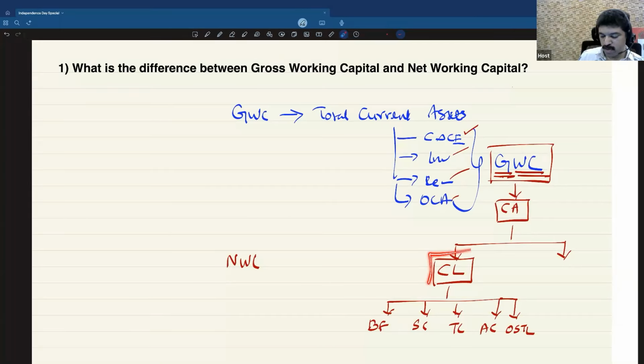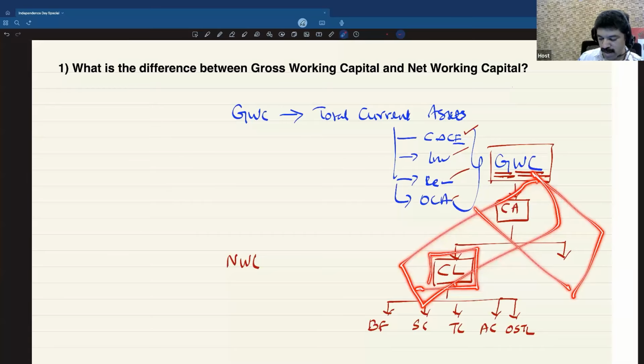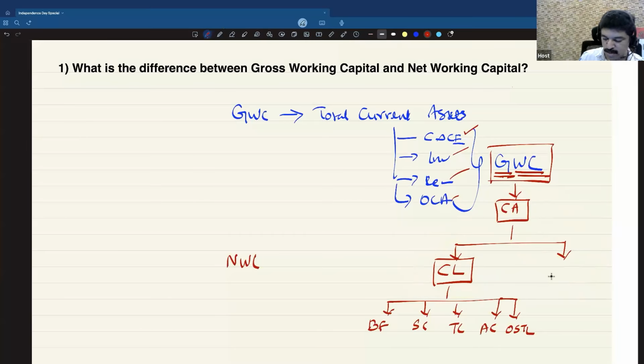Current asset can be funded by two sources. One is current liability. If you net the portion of current assets funded by current liability, you will have some leftover, and that leftover is called net working capital. So current assets can be funded by net working capital. How are we deriving this? From current asset, we deduct the current liability.